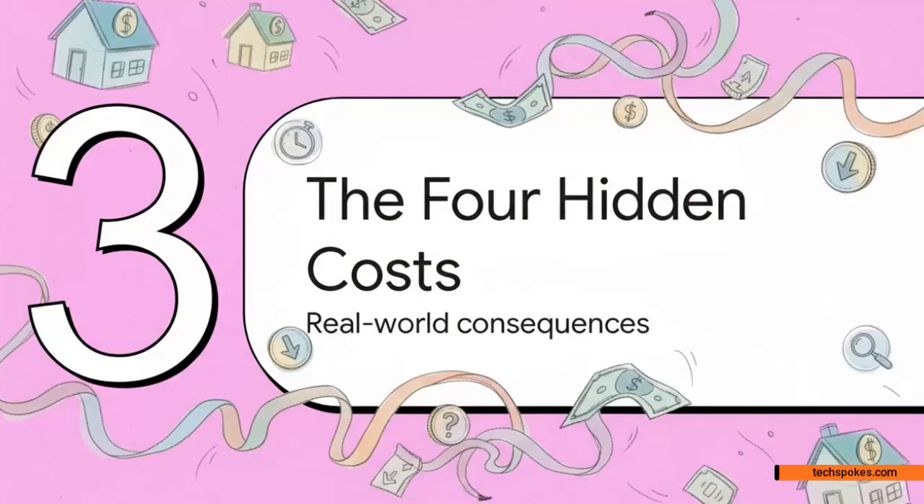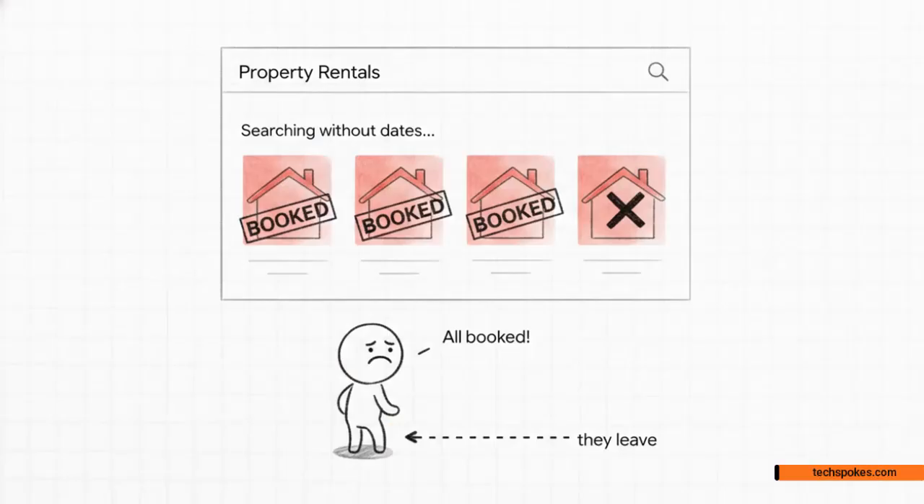Okay, so this isn't just some philosophical debate. This problem has 4 very distinct, measurable, and really expensive consequences for your business. The first and most immediate cost is to your guest experience. Think about it. Most visitors who land on a direct booking site, they're just browsing. They haven't put in dates yet, so they're seeing everything. Available properties, unavailable properties, all mixed together.